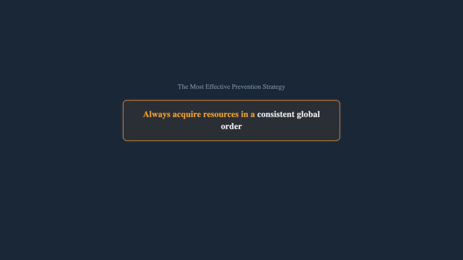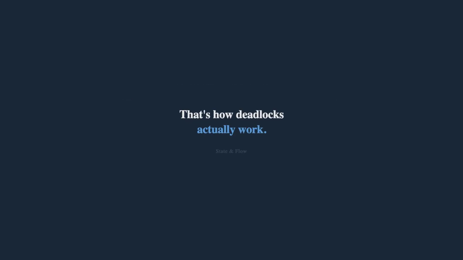And most importantly, you know the simplest and most effective prevention strategy in practice. Always acquire resources in a consistent global order. Whether you're writing database transactions, multi-threaded code, or distributed services, this single rule will save you from the silent freeze. That's how deadlocks actually work.